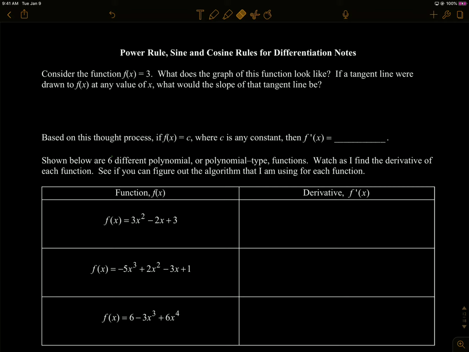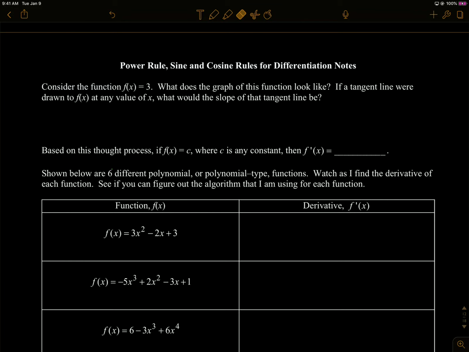All right, today we're going to be learning a shortcut for finding our derivative. Currently, we have to use the definition to this point, which is rooted in limits. So I would say the limit as h approaches 0 of f of x plus h minus f of x all over h. That's how we would find our derivative. We're going to develop a shortcut for that today.